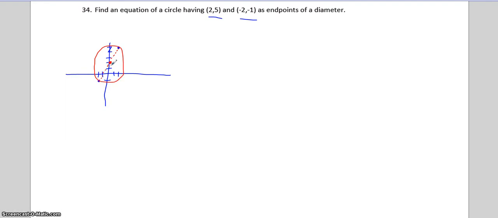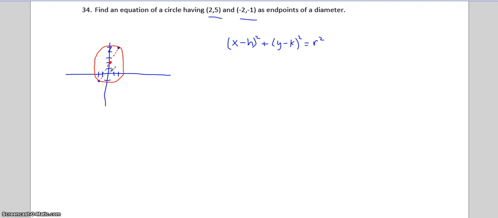So that's the kind of picture we're looking at here, and let's remember what the equation of a circle is. That's x minus h squared, where h is the x-coordinate of the center, plus y minus k squared, where k is the y-coordinate of the center, equals the radius squared. To write this equation, we need to know the center and the radius. We're not given either of those directly, so we need to find them.